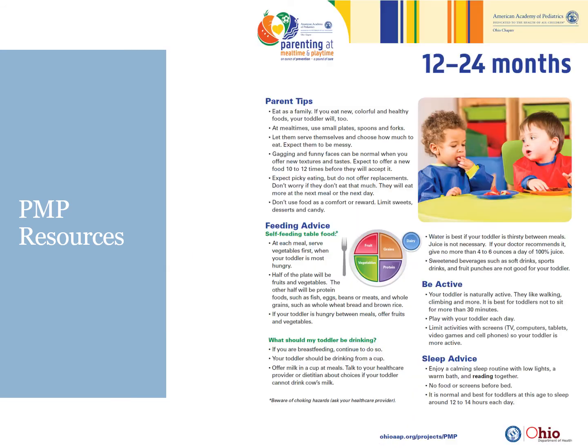Then we have the actual handouts that accompany each of the specific well-child visit age groups. Here on the screen is an example of the 12 to 24 month well-child visit handout that you can hand out to families after you've gone through some of the anticipatory guidance that you may offer around nutrition and activity.